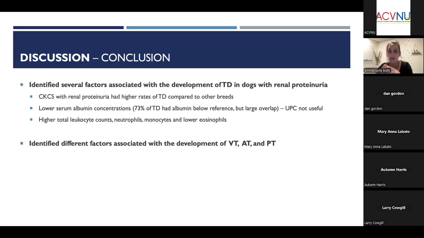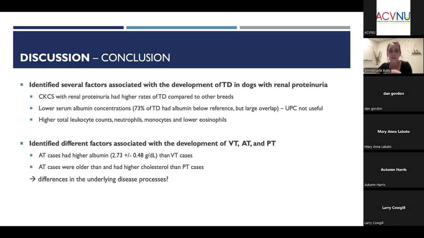They emphasized also that the UPC was not useful to differentiate, and they found that we had higher total leukocyte count, neutrophils, monocytes, and lower eosinophils in the thromboembolic disease cases. So all things that may be highlighted just on regular blood work.